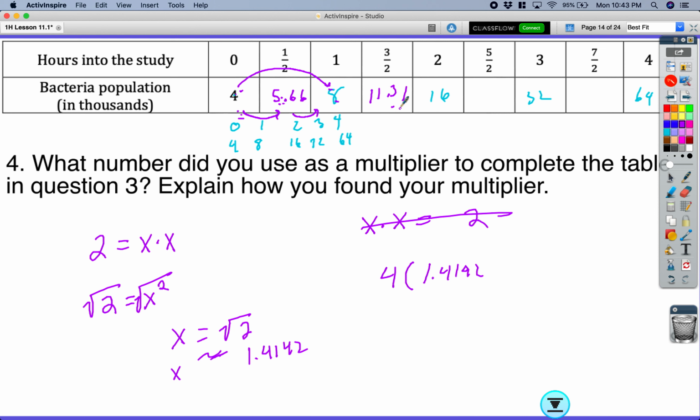If I take 11.31, multiply it by the square root of 2, I'd get 16. If I take 16 and multiply this, I would get 22.627. If I multiplied it again, I would get 32. If I took 32 and multiplied it by the square root of 2, I would get 45.25. Remember, these are irrational numbers, and these are about the correct answer. Okay, so there is some rounding there.